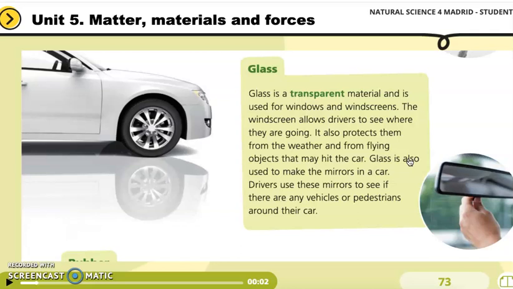Good. Okay. Now we're going to read glass. Glass is a transparent material and is used for windows and windscreens. The windscreen allows drivers to see where they are going. It also protects them from the weather and from flying objects that may hit the car. Glass is also used to make the mirrors in a car. Drivers use these mirrors to see if there are any vehicles or pedestrians around their car.